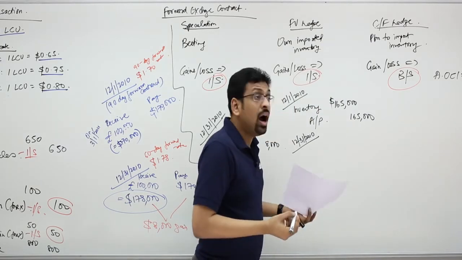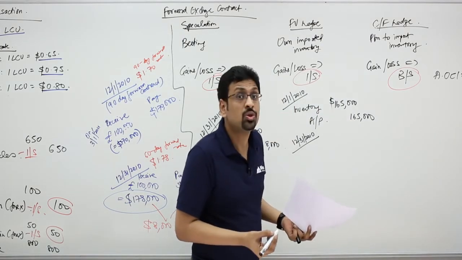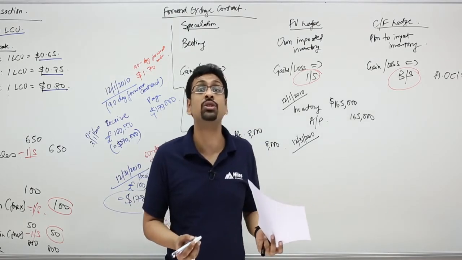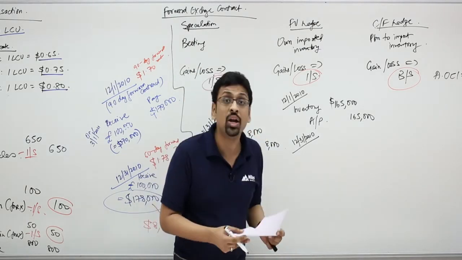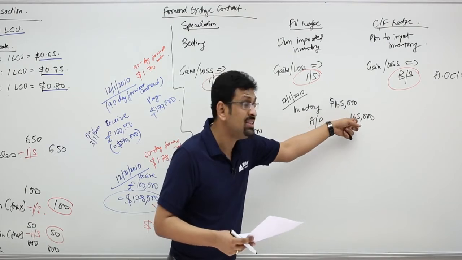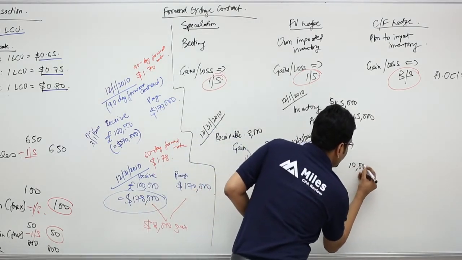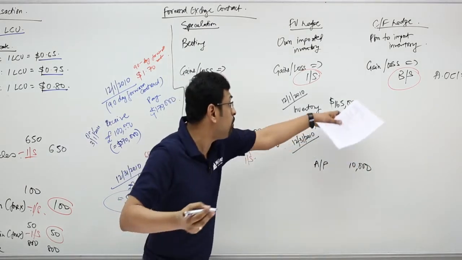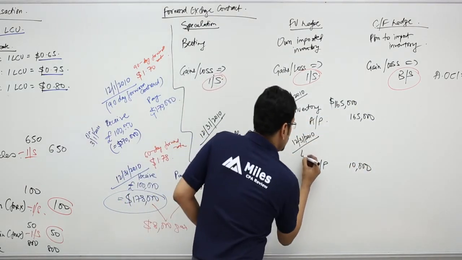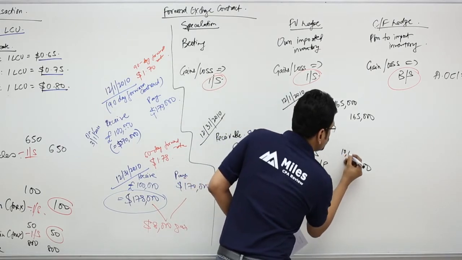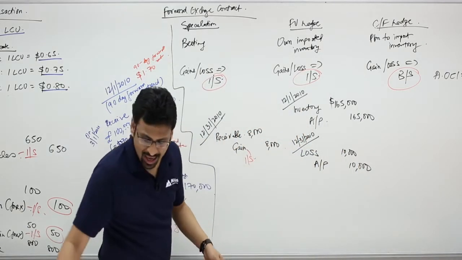is now $175,000 because they're going to be paying out 100,000 pounds. Spot rate $1.75. So this needs to grow up by $10,000. Naturally, this is a loss because we got to pay more to the vendor. So this loss of $10,000, this goes into the income statement.